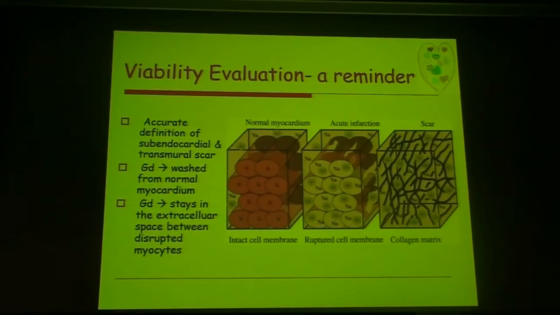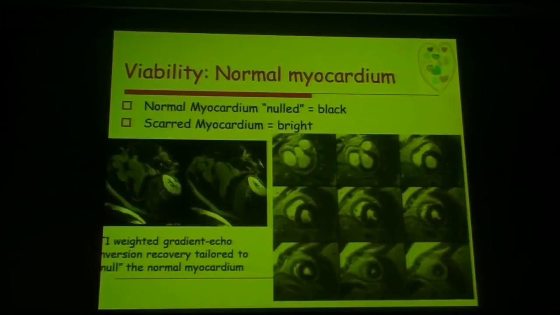We do have the fibrosis, and within the fibrosis, we have a larger extracellular space with the myofibrils adjacent to it and the fibrosis adjacent to it. And again, the gadolinium is actually stuck there. So that's just a short reminder.